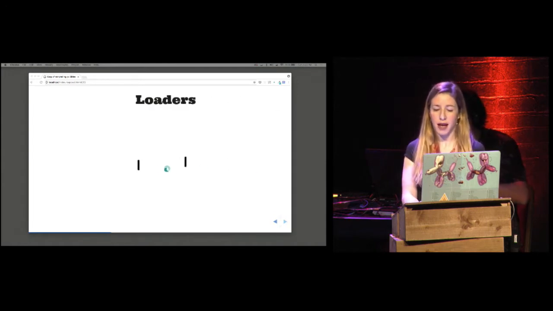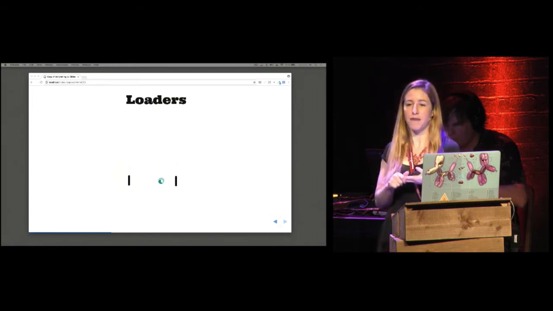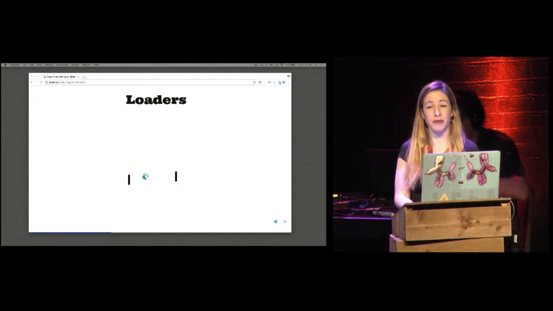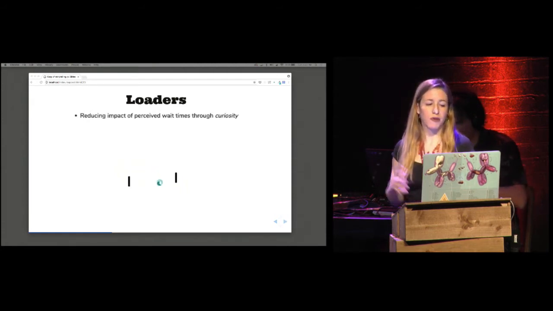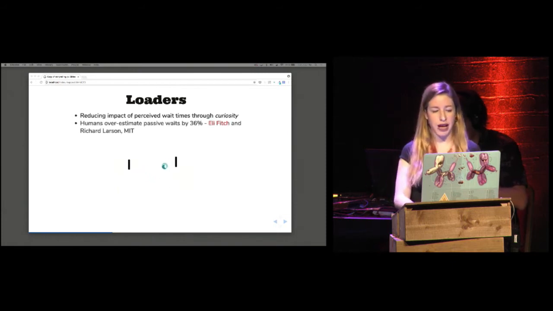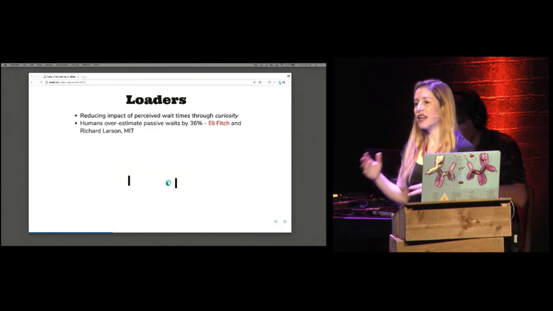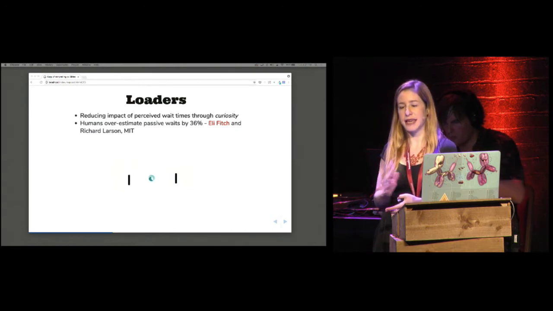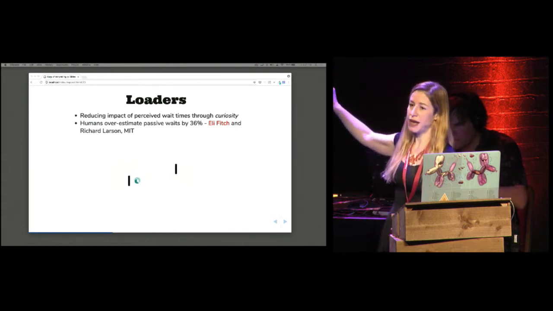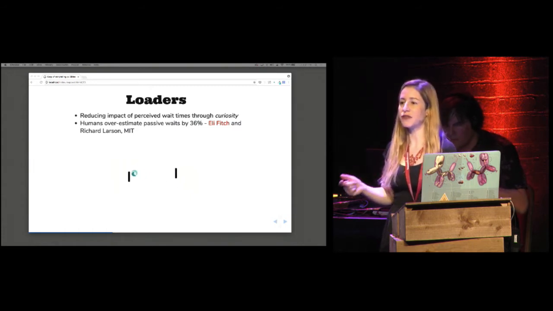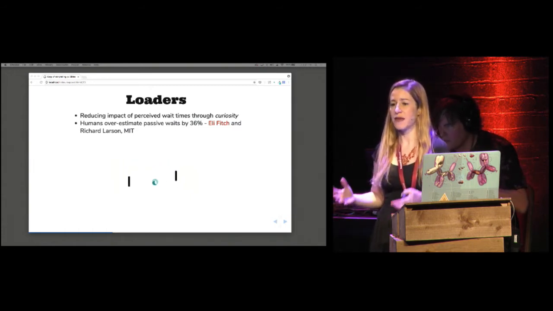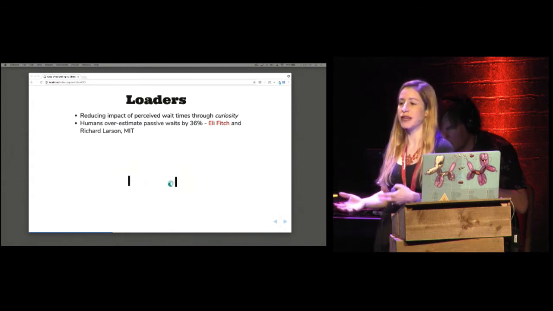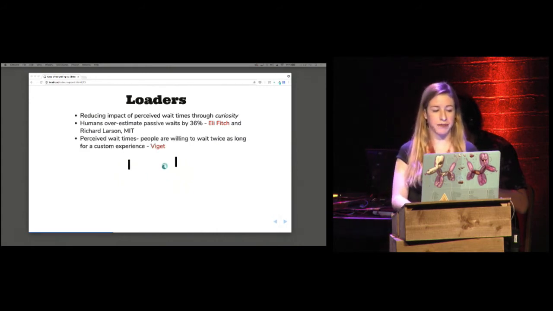So personality is not the only way to make your site more memorable or make it appear better. I think we talked a little bit about perceived performance before. Loaders are really, really important for perceived performance. So we're reducing the impact of perceived wait times through curiosity. A lot of times we look at benchmarks and the data behind how many seconds things take, but humans will actually overestimate passive wait times by 36%. So what that means for you is that your timeline benchmarks are not telling the full story. People can feel like something isn't as long as something with a similar experience, by the way that you design it and by the way that you build it.